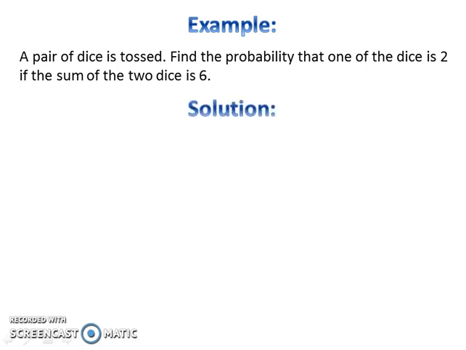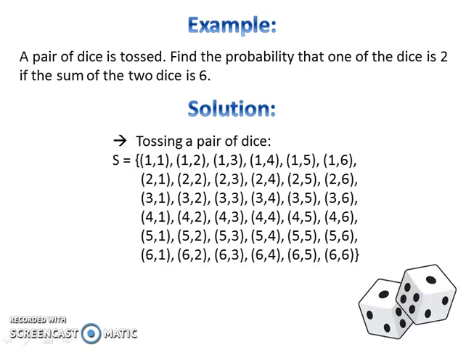To find probability, the first thing that we need to do is identify the sample space for the experiment. For the experiment of tossing a pair of dice, we will have this sample space. So we know that number of elements in the sample space is equals to 36. After we have identified the sample space, the next thing to do is to identify the events. So there are two events here, which are getting one of the dice equals to 2 and getting sum of the two dice equals to 6.